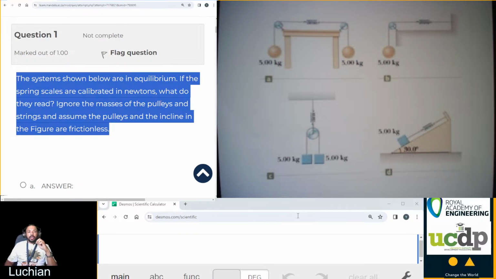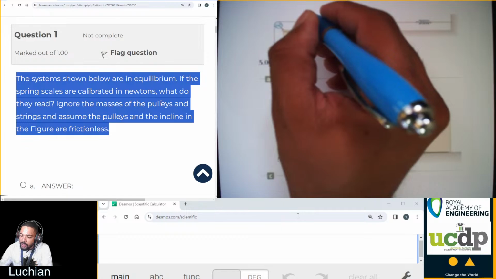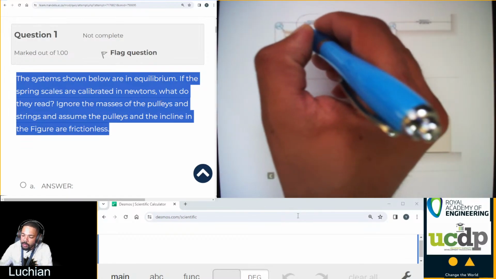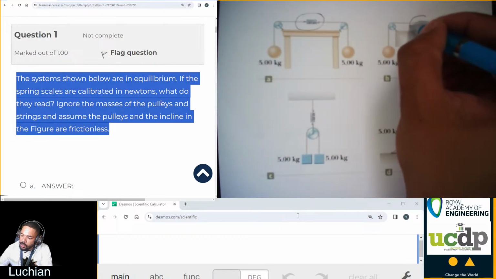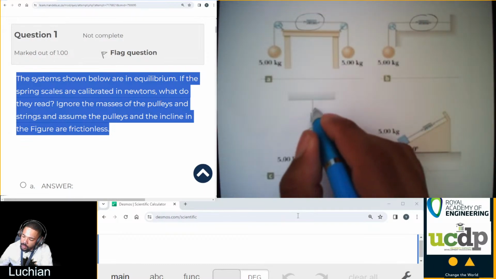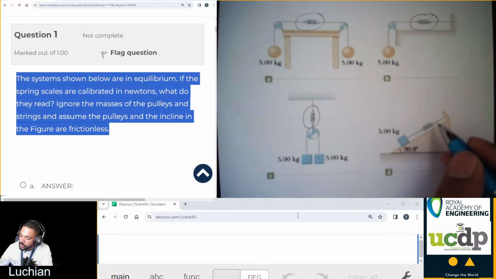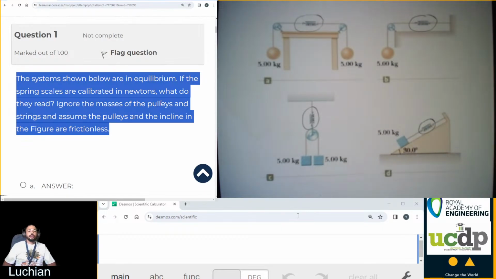Now, if the spring scales are calibrated in newtons, each one of these things here are all spring scales. They measure force. Now they are asking you what each one of those spring scales will read. What will they display on their monitors? What amount of force will each one of those spring scales display?